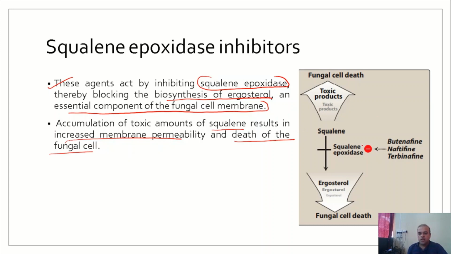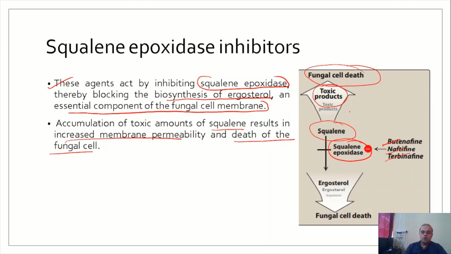Okay, so you can see the enzyme is squalene epoxidase, and it is inhibited by drugs like butenafine, naftifine, and terbinafine. When squalene epoxidase is inhibited, it leads to the accumulation of squalene, which is nothing but a toxic product, and this toxic product accumulation leads to fungal cell death.